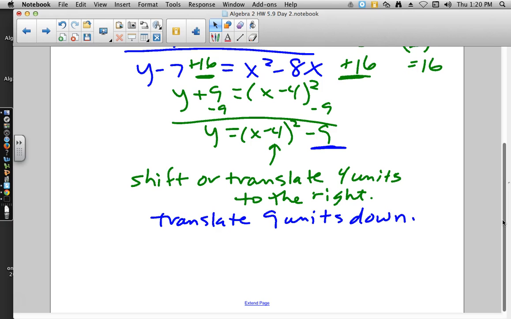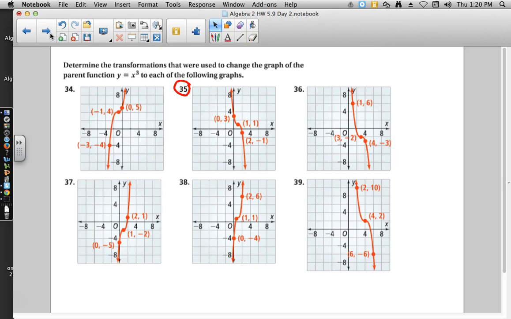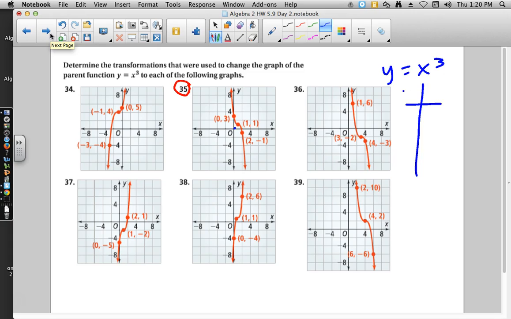And we have it. Then for 34, 35, 36, 37, 38, and 39, we are supposed to determine the transformations that were used to change the graph of the parent function y equals x cubed to each of the following graphs. To do that, what you might want to do is just go ahead and draw the graph of y equals x cubed. And that's a pretty basic graph, and it goes through those 3 points. And we can see here that they went by 2, so I want to be careful here. So our curve, our S-curve, would normally look something like that.